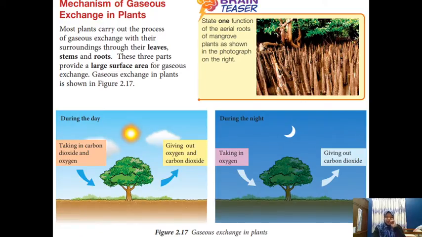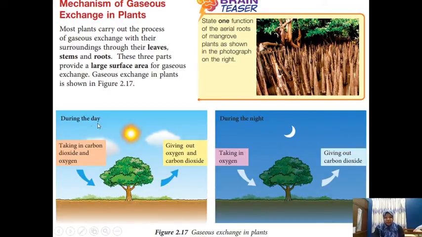Okay, we look at the first mechanism of gases exchange in plants. So most plants carry out the process of gases exchange with their surrounding through their leaves, through their stems, and through the roots. So these three parts provide a large surface area for gases exchange. Gases exchange in plants is shown in figure 2.10 or 2.17.